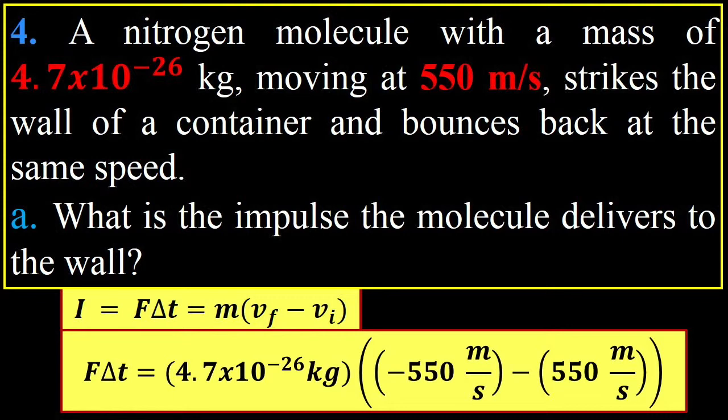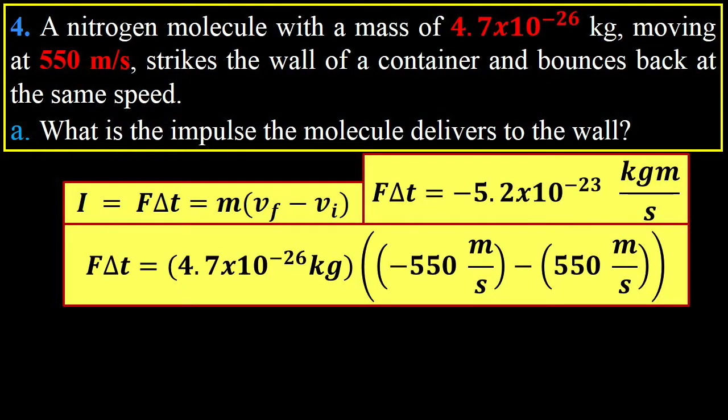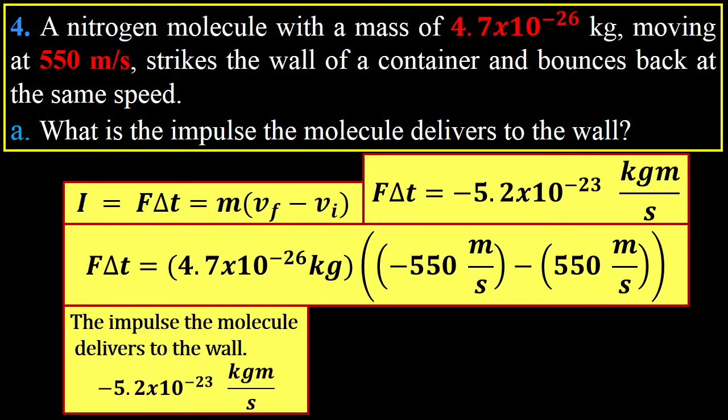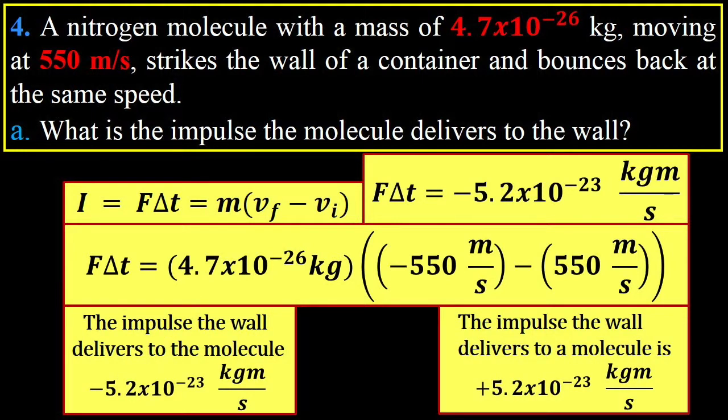Now, what is the impulse the molecule delivers to the wall? Well, that's the impulse. It'll be negative. The wall will deliver a positive impulse, and the molecule will deliver a negative. So the impulse the molecule delivers to the wall is negative 5.2 times 10 to the negative 23 kilogram meters per second. And the impulse the wall delivers to the molecule is positive 5.2 times 10 to the negative 23 kilogram meters per second.